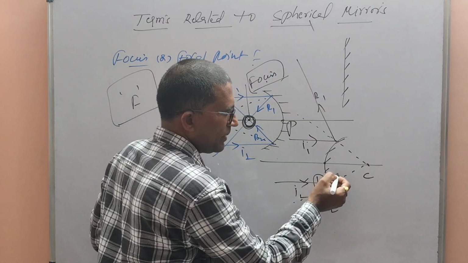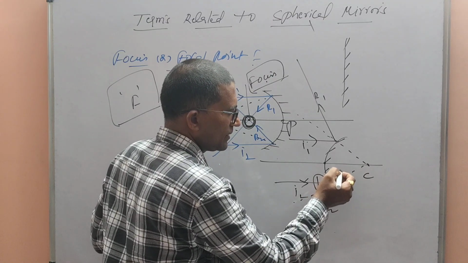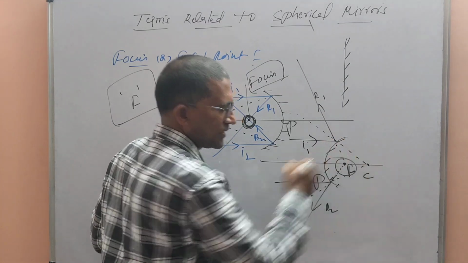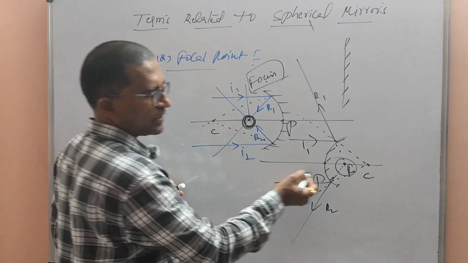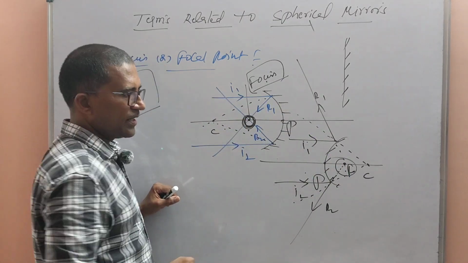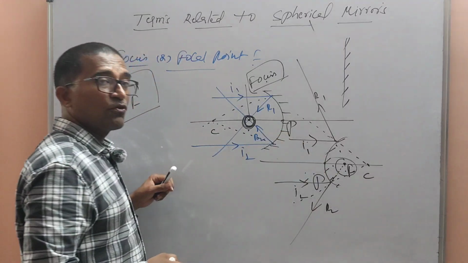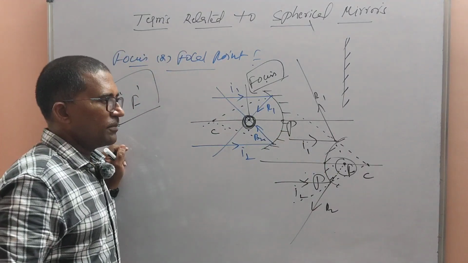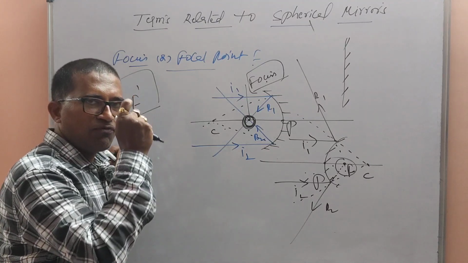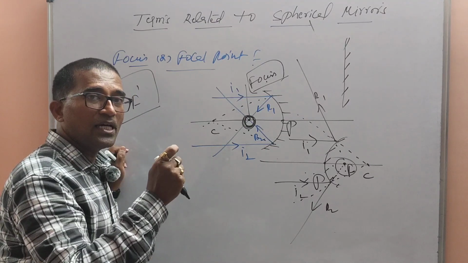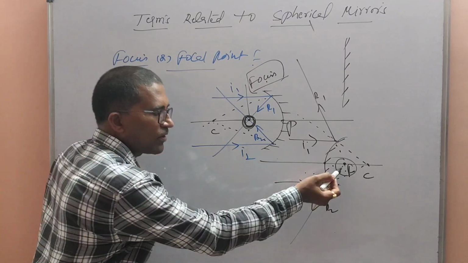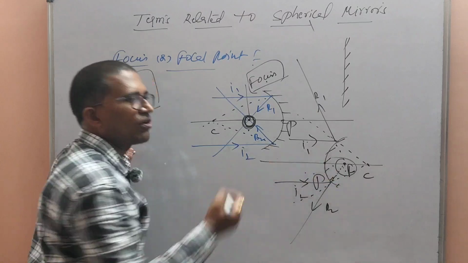Now, if I extend back these reflected rays like this, these reflected light rays are going to meet at one particular point. Here we will find the focus. So in case of convex mirror, focus is inside the mirror. For a concave mirror, focus is in front of the mirror. So what is the focus? Definition of the focus in case of convex mirror: the point from which the reflected light rays appear to be coming is generally called the focus for a convex mirror.